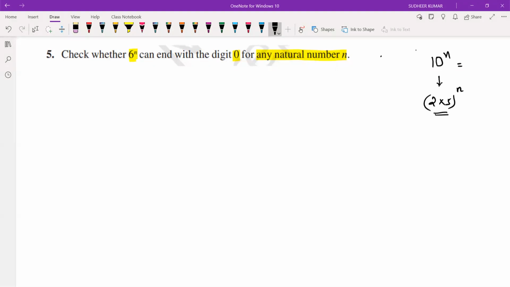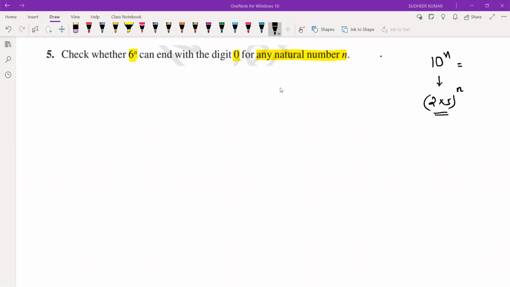If we can express it as a product of 2 and 5 only, the number would end with 0 for any natural number. Other than that, the number does not end with the digit 0. Right?